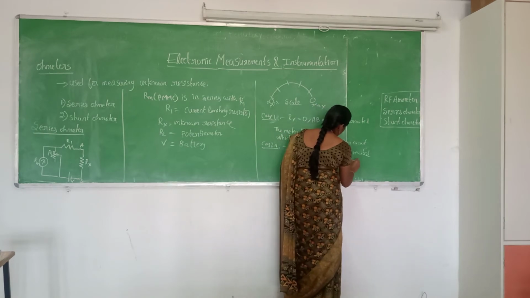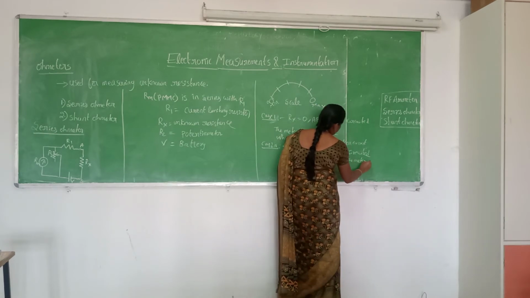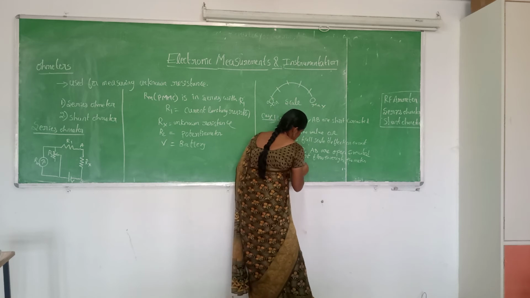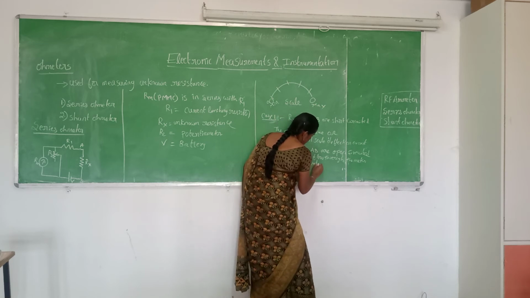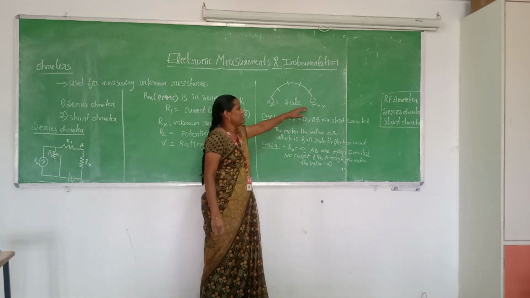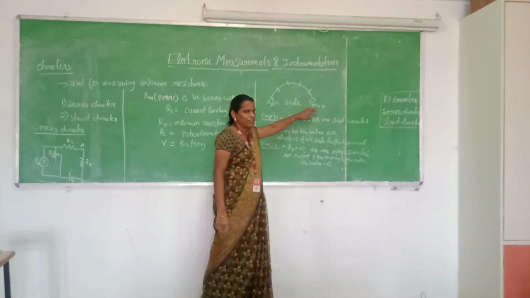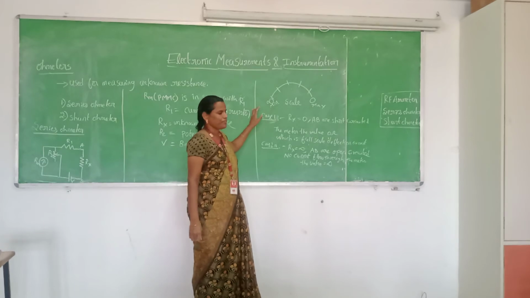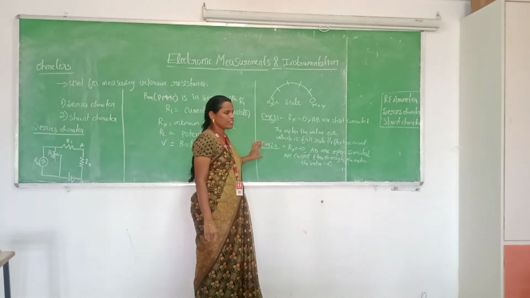So the value indicated by the meter is infinity. Initially it has a maximum deflection value of 0 and the final value is infinity. So this is case 1 and this is case 2.